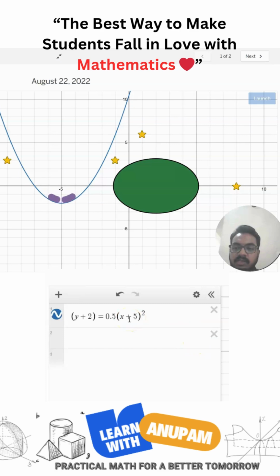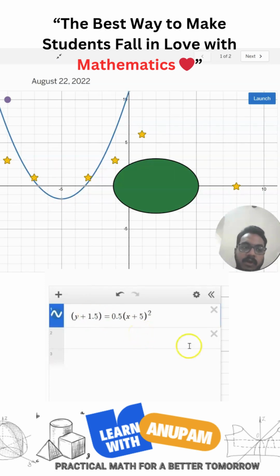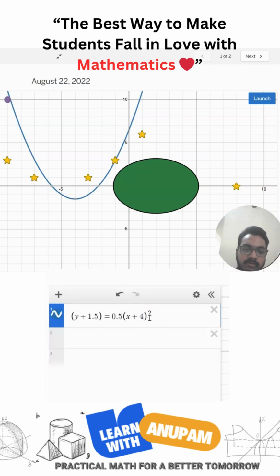So here what we basically have to do is think of what all kinds of graphs we can make here so that the marble touches all the stars to make this game a successful one. So let us see how to do that. We keep on adjusting the values, like instead of 2, if I write 1.5, it is getting shifted downward a bit. And here we can take some other values. Let us take x plus 4. So again, if I click on launch, it will not serve my purpose.